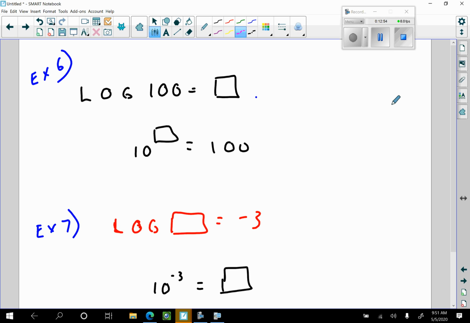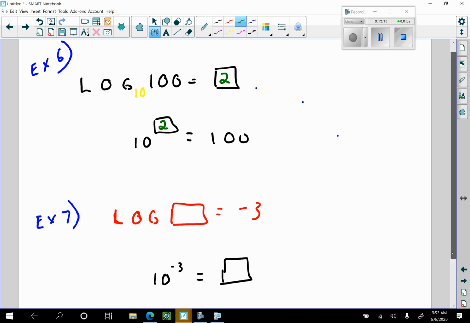So what would this be? A couple examples here. There is no base. Oh, there is a base. You just don't see it. The base is 10. What does that mean? 10 raised to the box power is 100. And we know immediately what's the box? 2, because 10 squared is 100.